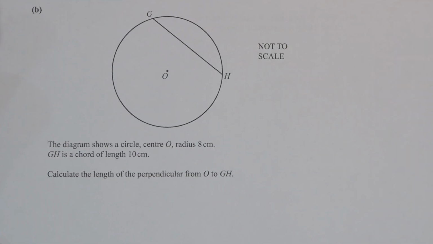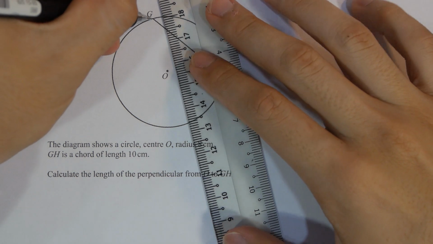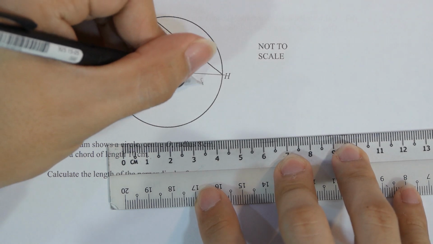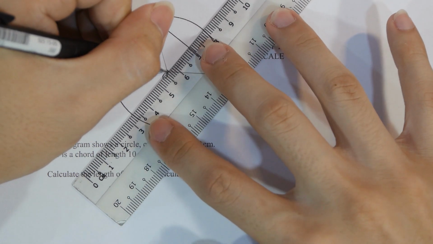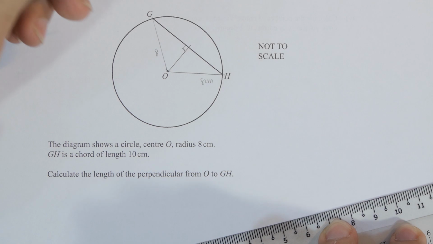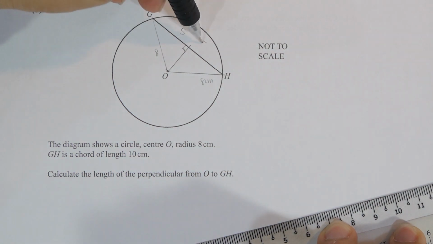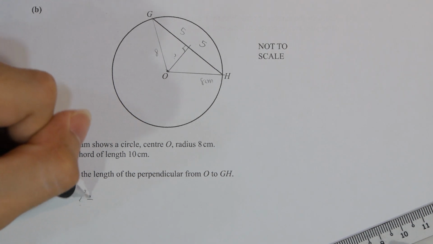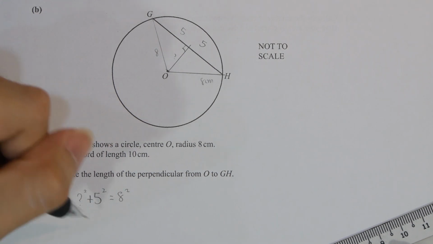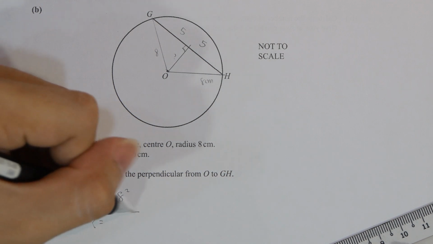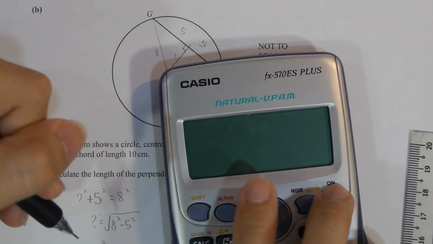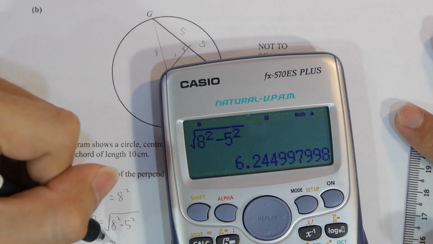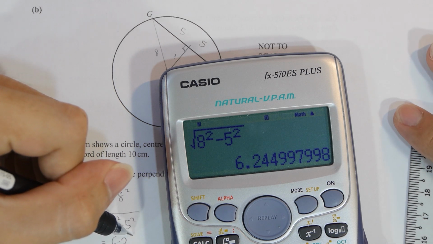Whereby for part B, the core concept here is that the radius, which is OH and GO, is actually 8 cm. With that being said, GH at the middle there will be 5 and 5 respectively. So with the hypotenuse of 8 and a 5, we'll be able to use Pythagoras theorem to identify the height of this triangle, which will actually be 6.245.